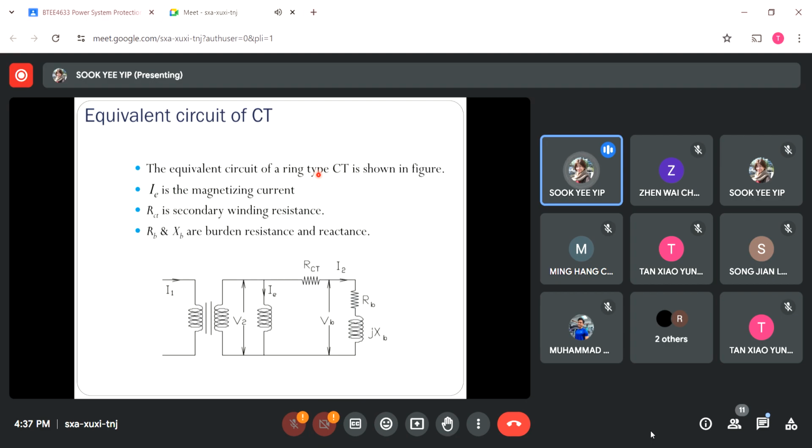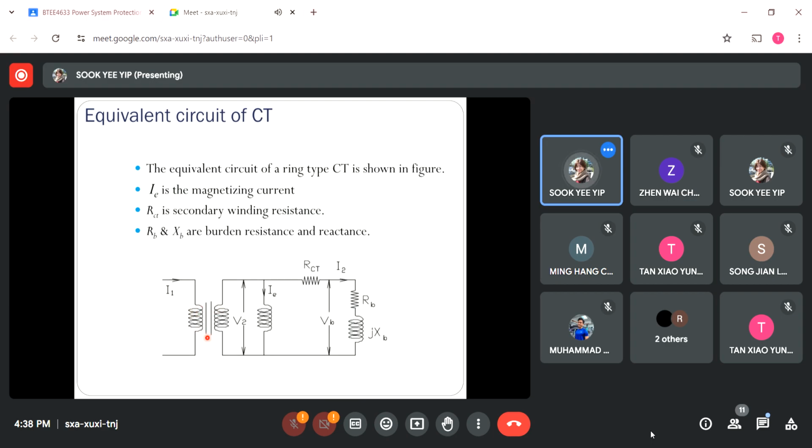Ring type is one of the primary types of current transformer. On the left side here, we have the primary winding, which connects in series with the power line. And at the right-hand side, we have the secondary winding. This secondary winding will connect with the burdens or any other device that we need to connect here for current measurement. Whenever primary current flows through the primary winding here, flux is generated.